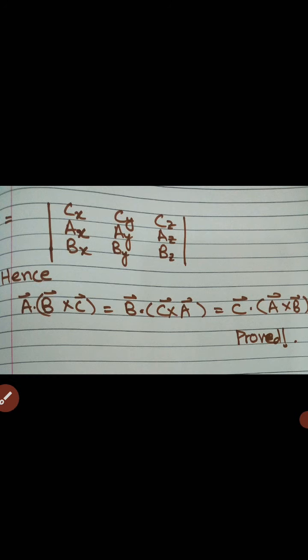Because I just did the cyclic permutation. You know what is permutation? The repeated things, the cycle which repeats itself, will give the same answer as I require. So this is the permutation, basically cyclic permutation. So the scalar triple product remains unchanged by performing the cyclic permutation of the vectors.